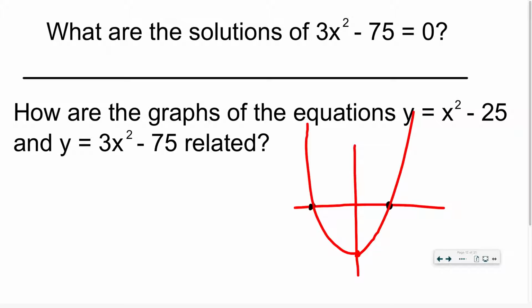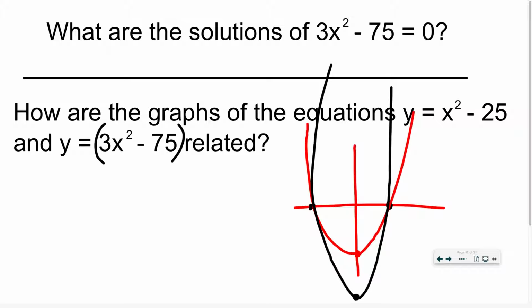And then what would the 3x squared minus 75 look like? It'd be skinnier. Our y-intercept would be way down here, and then it would go up more like that. So it is simplified. However, by dividing out, if you factored out a 3 here, you would get x squared minus 75, but the difference is you're not dividing the other side by 3, so the graphs are still different. They still have the same solutions, though.